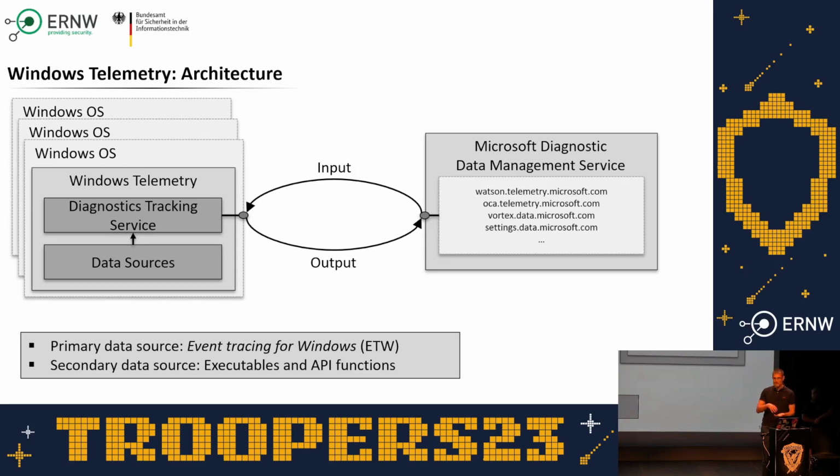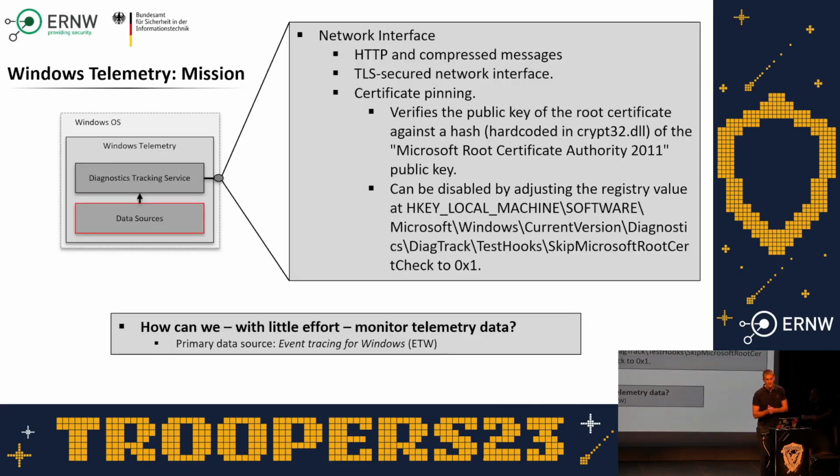But one blind spot remained, and we asked ourselves a question. So what about that data being actually transmitted between the client and the backend? How does it look like? What's inside? And how can we, it was basically the founding question, how can we, with little effort, monitor and observe what is going on the wire or what is being sent out to the backend?